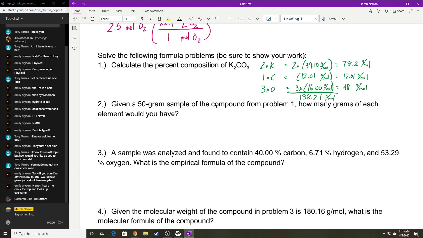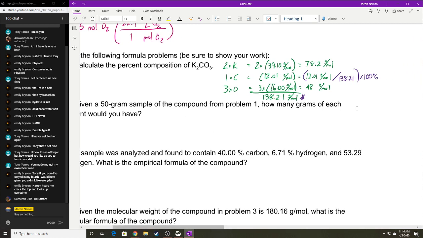So here's the thing. We have this total amount down here, but that's not the answer. We want the percent composition of each. But what I can do now is use this for each of these and divide it out. Before you say, well, for carbon that makes sense. You have one carbon, and you're dividing by 138.21. And by the way, we're also going to multiply this by 100%. This is percent composition after all.